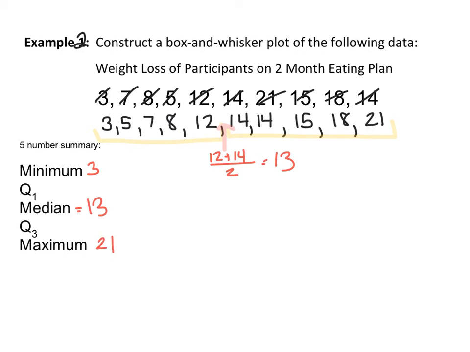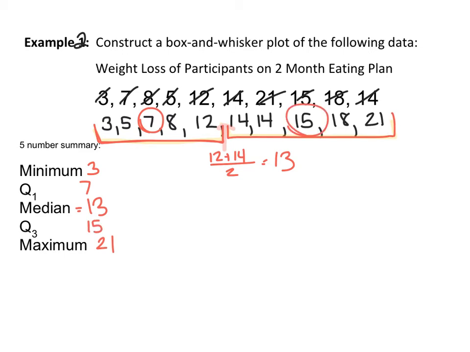Then my quartiles. Quartile 1 is the median of the lower half. So the lower half is here, and the median is 7. The median of the upper half, known as quartile 3, is 15.